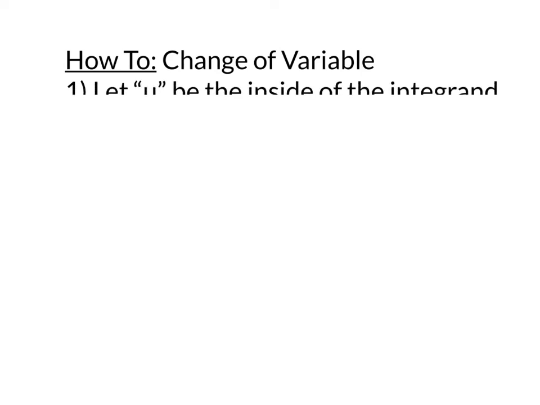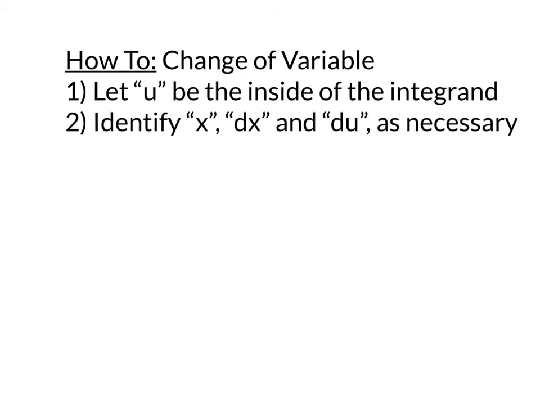So before we get too far along, just pause and think about the steps of how we're going to use the change of variable method. The first thing is we have to identify what u is. This is a u-substitution process, so u is going to be the inside of the integrand. When we think about a chain rule, the inside function is what we're going to want to be u. Next, we identify the x, dx, and du as needed.